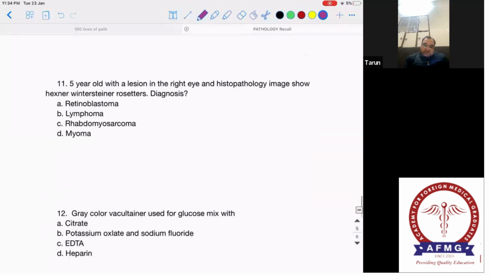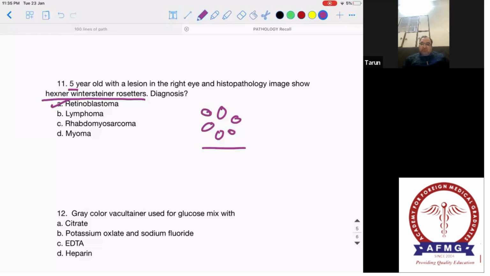The next question is again the one which I mentioned in the class also, that there is the presence of Flexner-Wintersteiner rosettes. When tumor cells arrange themselves in a rose-like pattern, that is called a rosette pattern. And I told you in the class also what lesions have the rosette-like pattern. The first and most important is retinoblastoma. Retinoblastoma is a tumor of the eye or the orbit, and it has the rosette-like formation in the tumor histology.